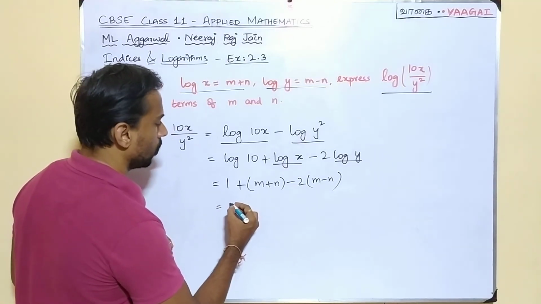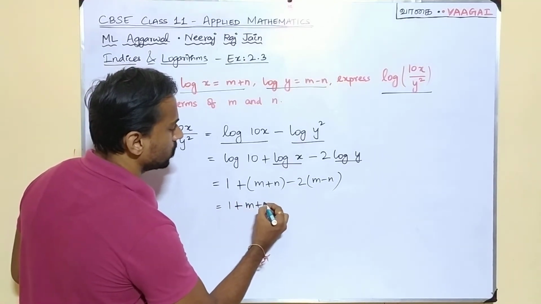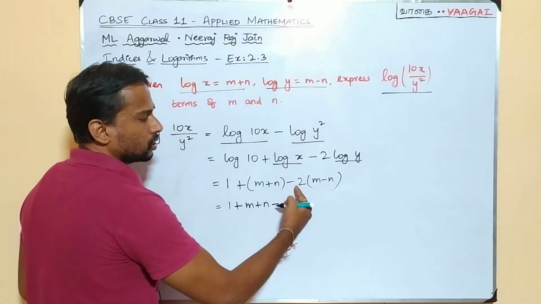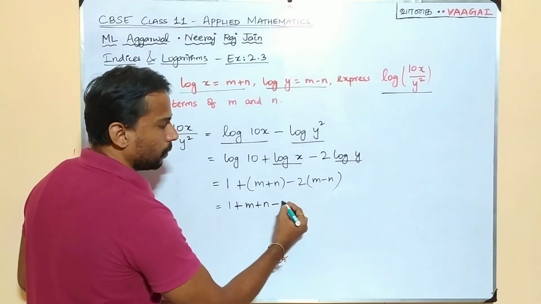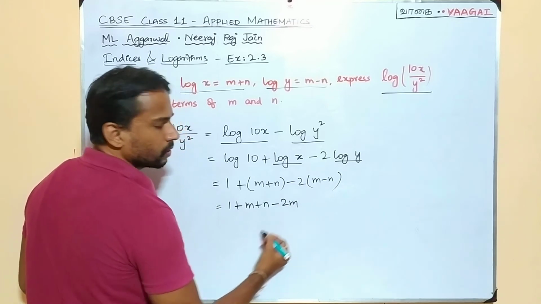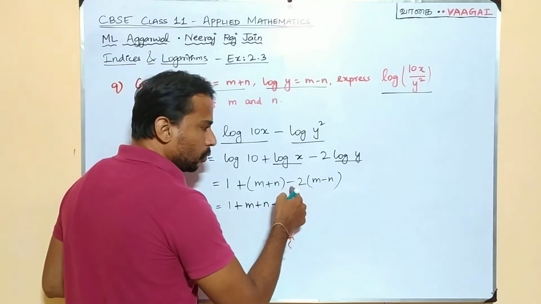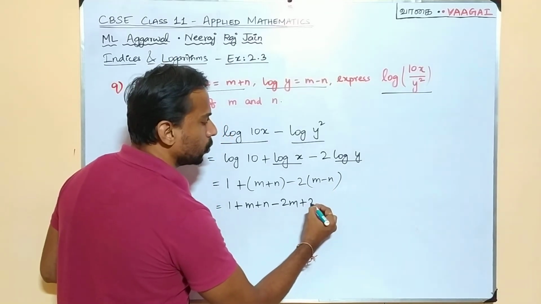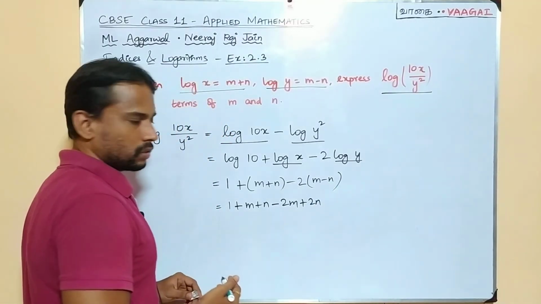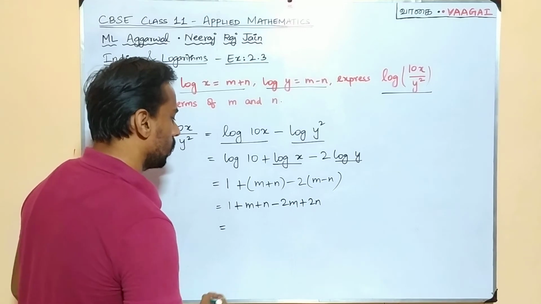So if you simplify this, what happens? 1 plus m plus n minus, so just bring this 2 inside. So this becomes minus 2m, because minus 2 into m will become minus 2m, and minus 2 into minus n will become plus 2n. Is the point clear?